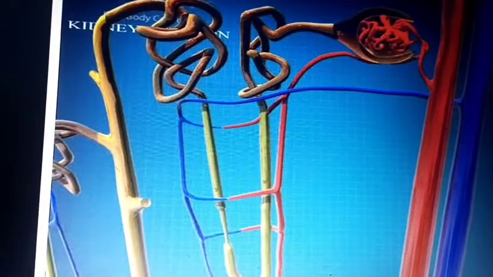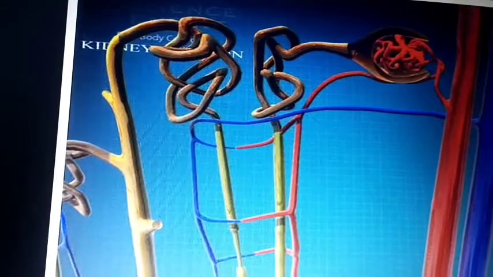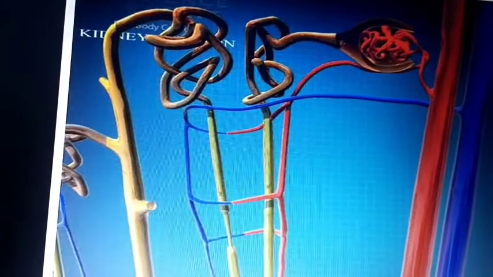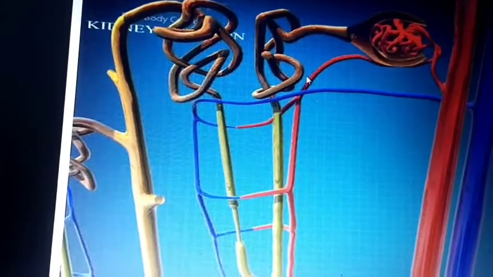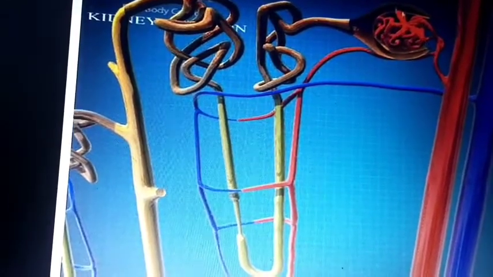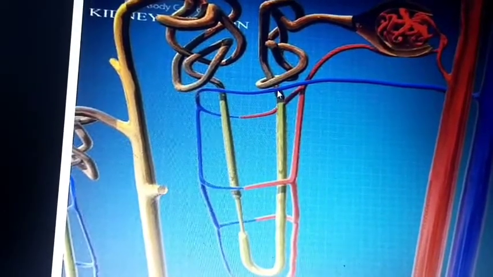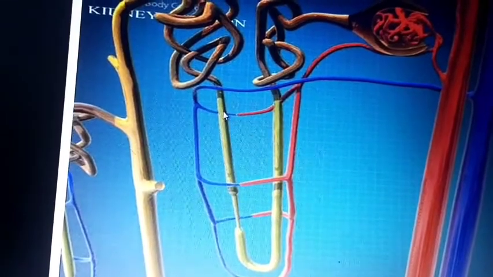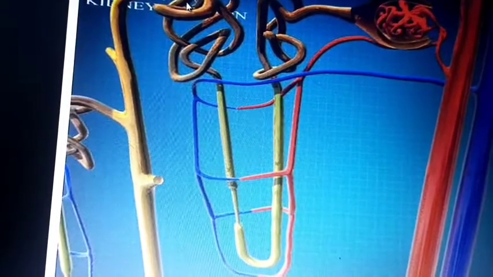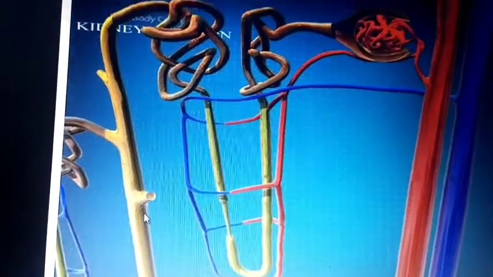The nephron is the functional unit of the kidney. I will not go into detail, only briefly I will tell the anatomy of a nephron. It is also seen in physiology. This is the Bowman's capsule, then the glomerulus. This is the proximal tubule. This is the descending limb of the loop. This is the ascending limb of the loop. This is the distal convoluted tubule, and this is the distal duct or collecting duct. Okay, we can go for the next slide.